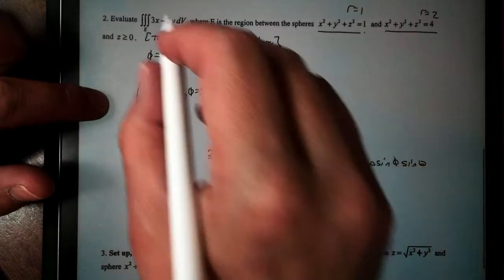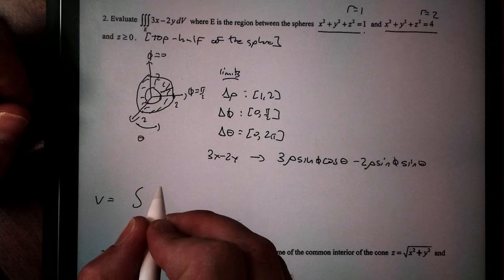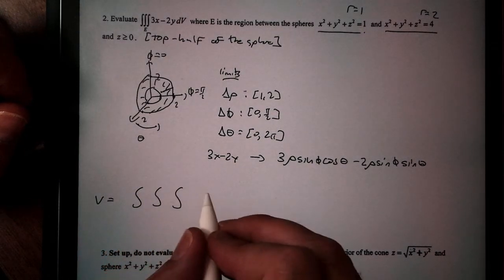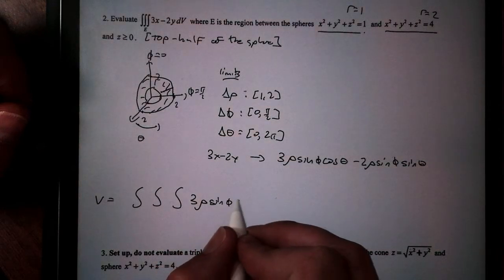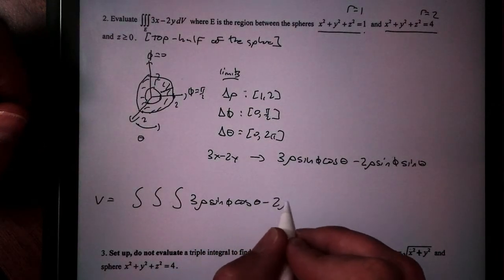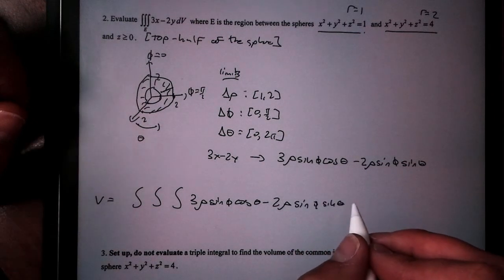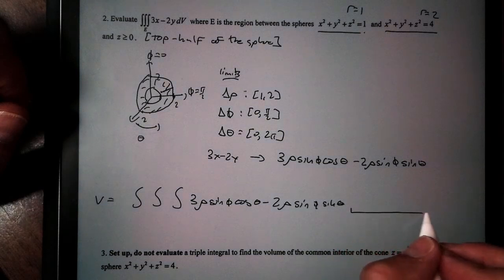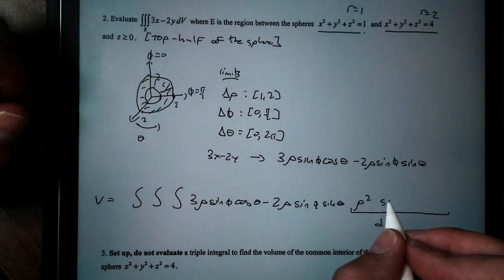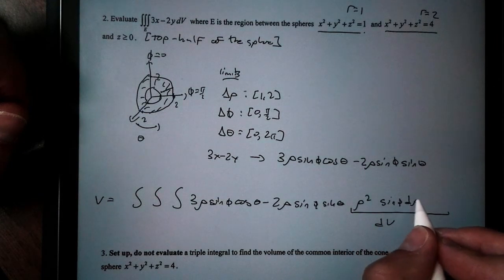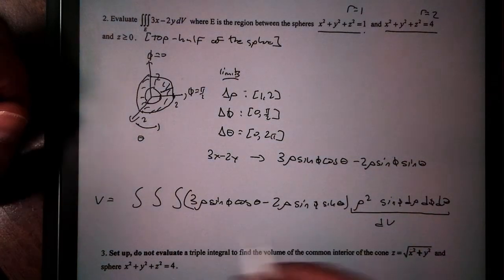And now when I find my volume, I'm just going to plug it all in. It's a long one, so I'm going to give myself some space. Inside we get 3 rho sine phi cosine theta minus 2 rho sine phi sine theta. Here we go, this is the next part. Here's our change in V, dV: rho squared sine phi d rho d phi d theta. I'll put this in parentheses so it's like multiplying.